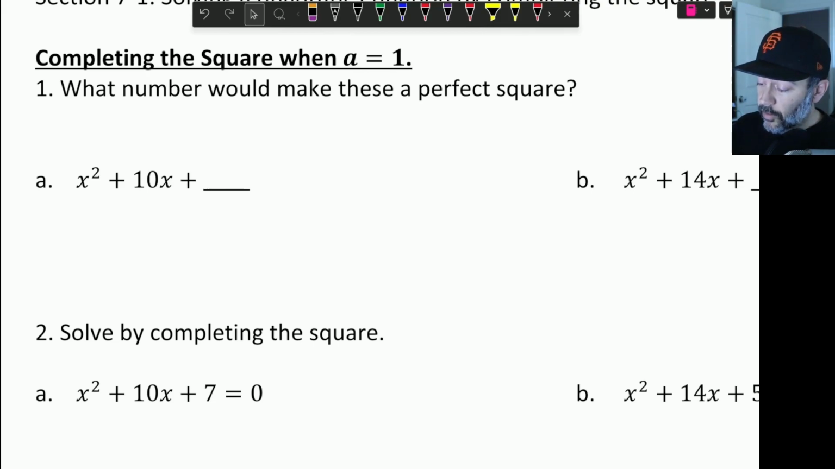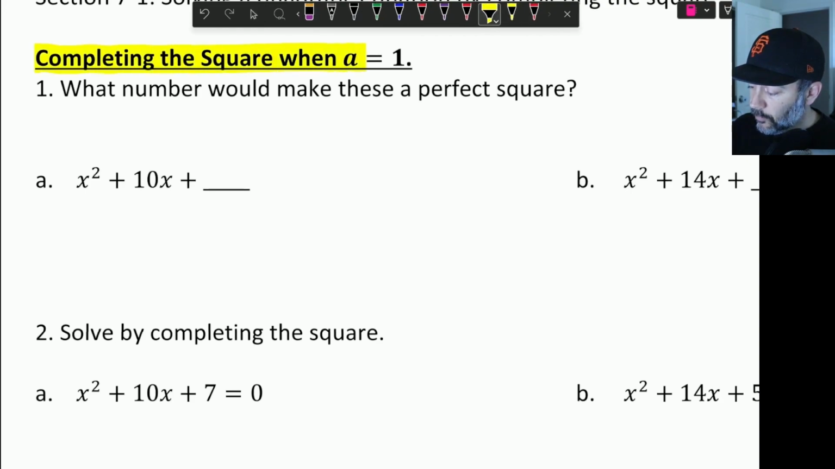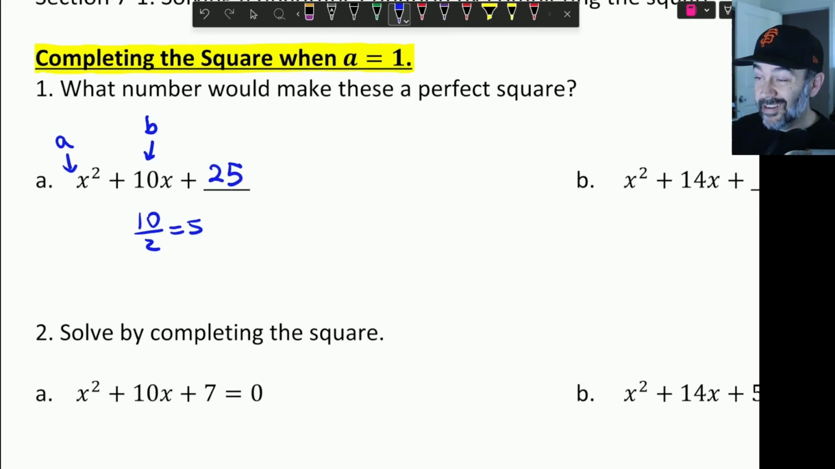Okay, so for the beginning here, we are looking at completing the square of a quadratic when the leading coefficient is 1. Throughout this video, I'm going to be referring to a, meaning the coefficient in front of x squared, and b, meaning the coefficient in front of x. Now, you might be able to just look at this on sight and say, well, if I just take 10 and divide by 2, that's 5. And if I square 5 and put 25 here, that creates a perfect square trinomial, and you'd be correct.